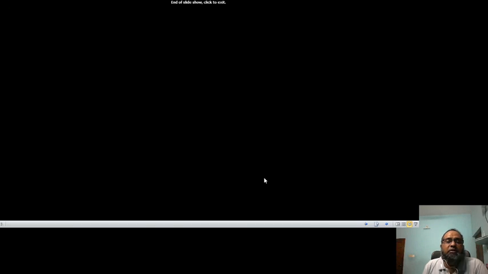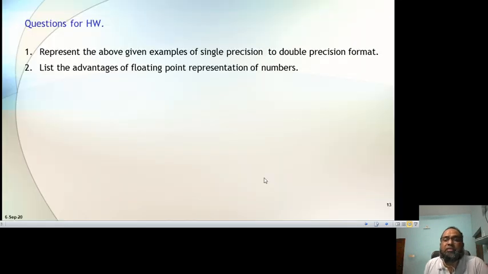These are the questions for homework. Represent the given examples from single precision in double precision, represent the values already given in the examples, and state what the advantages of floating point are. Okay, thank you.